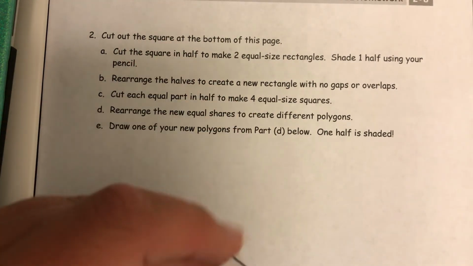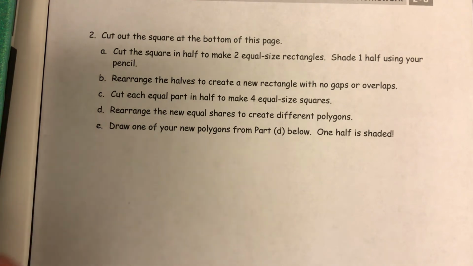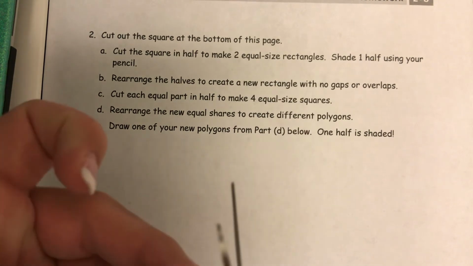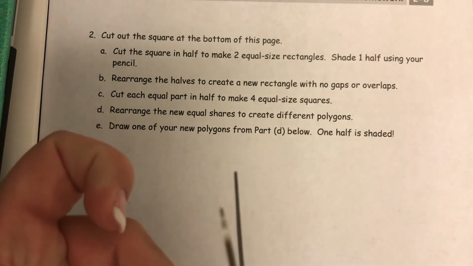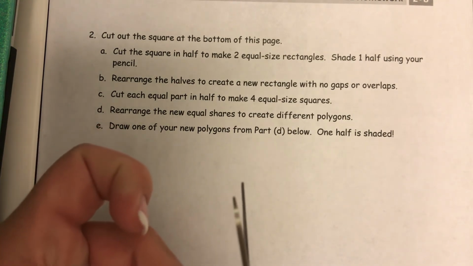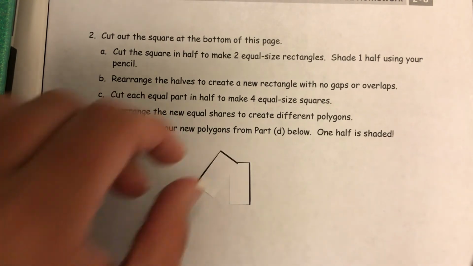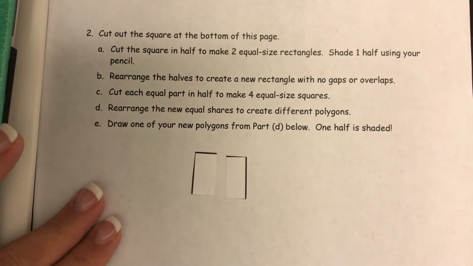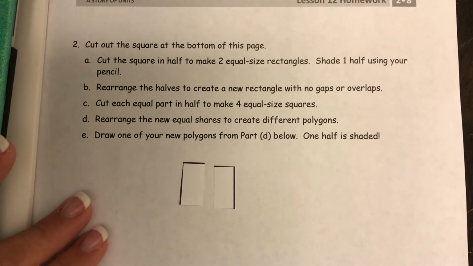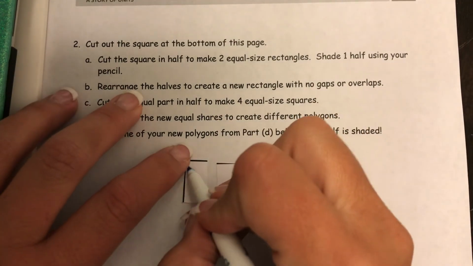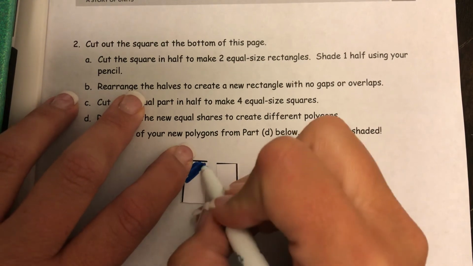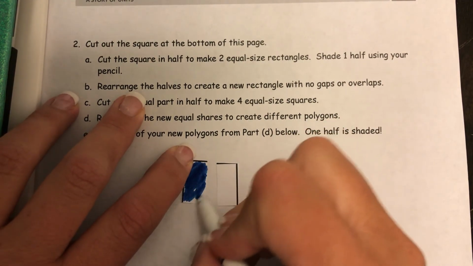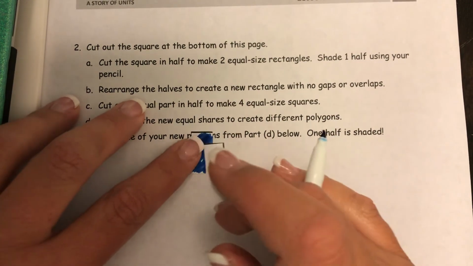It says cut out the square at the bottom of the page. I've done that. It says cut the square in half to make 2 equal rectangles. So I'm going to make 2 equal rectangles, just like that. Okay, shade 1/2 using your pencil. Okay, well, I'm going to use my marker.